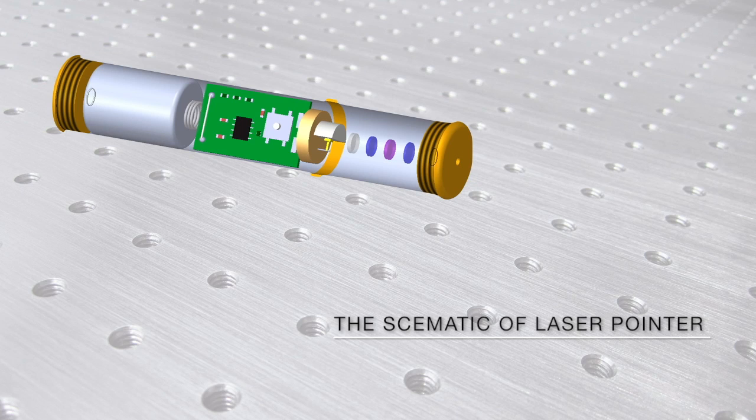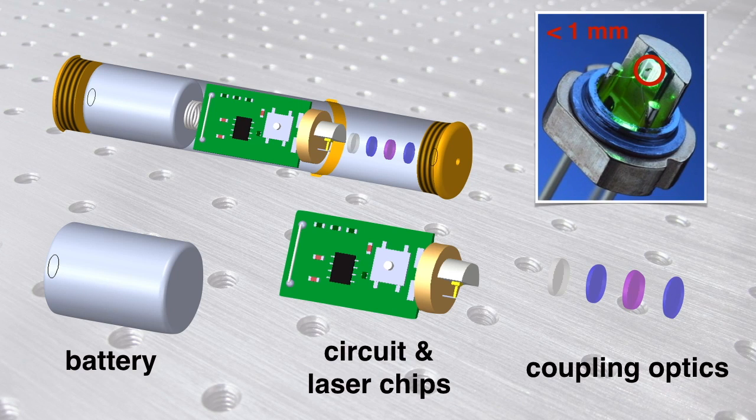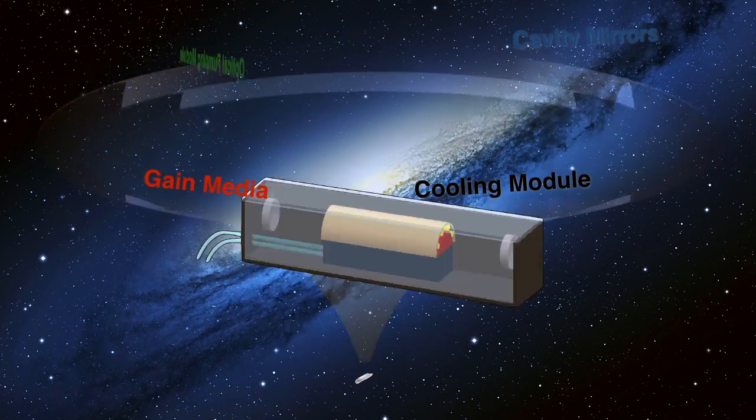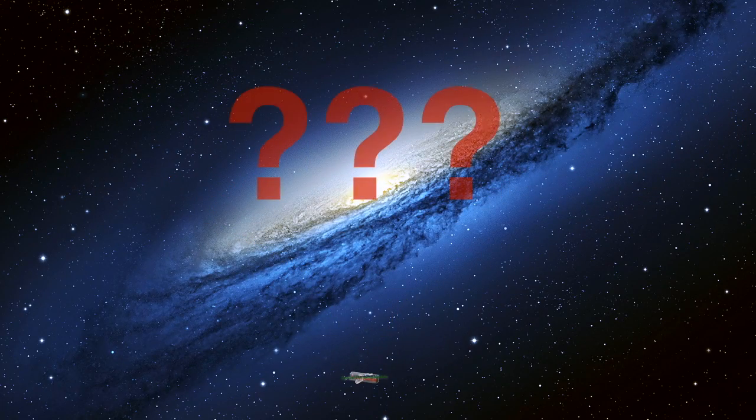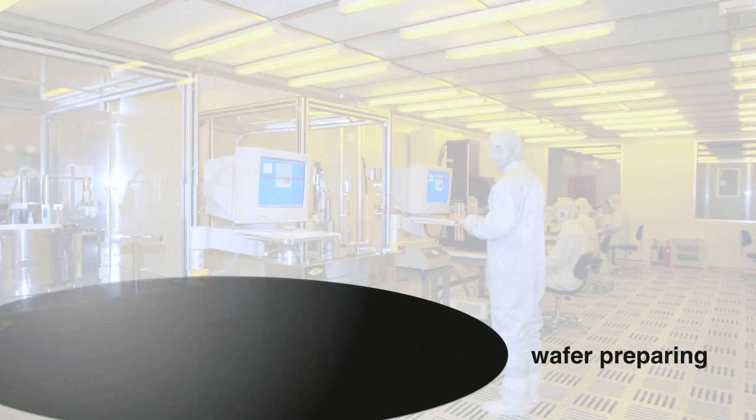Actually, if we take a look inside a laser pointer, it's usually constructed from a battery, output coupling optics, and the core semiconductor laser chip, or specifically the laser diode. The typical size of a laser diode is less than 1 millimeter. How do we put such a powerful tool in a size smaller than a grain of rice? Thanks to the rapid growth of nanotechnology.